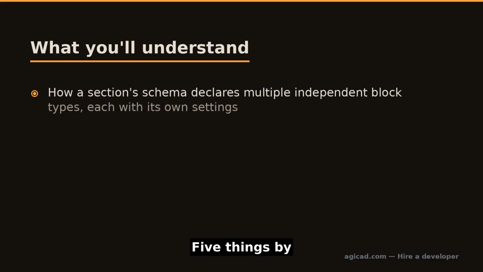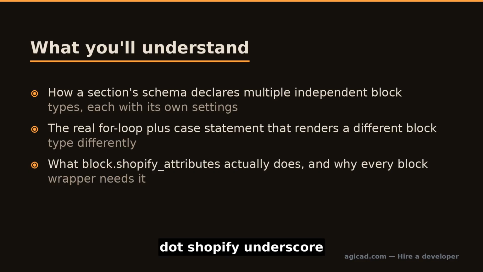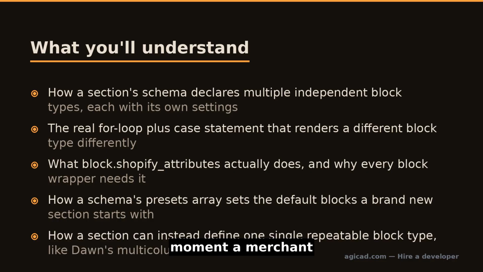5 things by the end of this part. How a section schema declares multiple independent block types, each with its own settings list. The real for loop plus case statement Dawn uses to render each block type differently, depending on what it is. What block.shopify_attributes actually does on a block's wrapper element, and why skipping it quietly breaks the theme editor. How a schema's presets array decides the default blocks a brand new section starts with the moment a merchant adds it. And how a section can go the other direction entirely, and define just one single repeatable block type, the way Dawn's multicolumn section does.